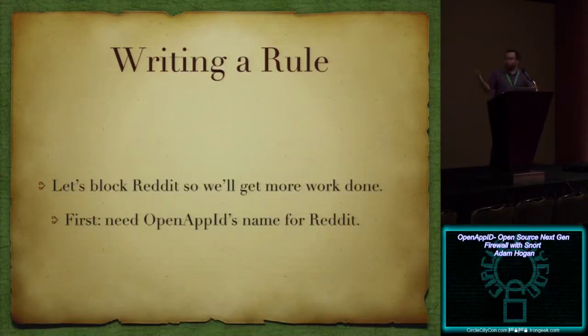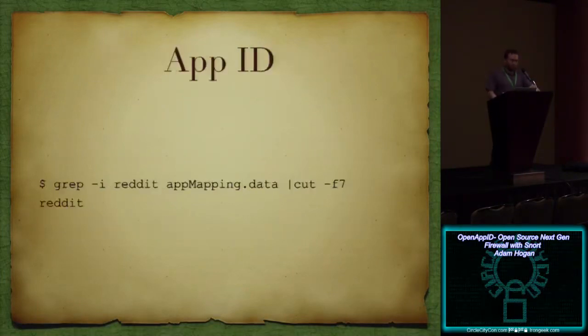Right? So let's say we have to make the office a little more productive. We want a rule just to block Reddit, right? So if we want to stop people from using the site, we have our identification in there. So let's write a rule that will actually drop all that traffic. Well, the first thing I need to do is know what openappid's name for Reddit is. I mean, you could probably guess. There's not a lot of ways to write it. But maybe I don't know if there's a capital R or not. So I want to double check.